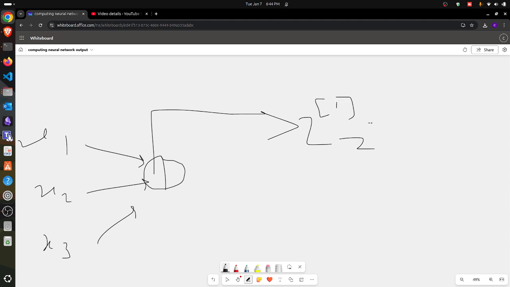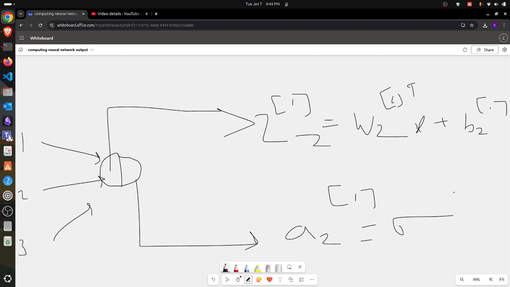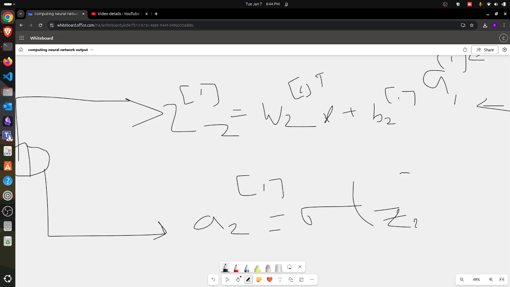Z1 of 2 = W2 transpose X plus B2, and the second part will look like A2 of the first equals Z2 of the first layer, and that's how it will be looking like. So I'm hoping the concept is clear.